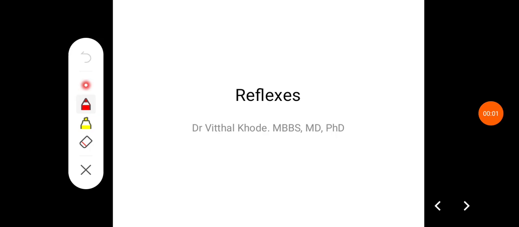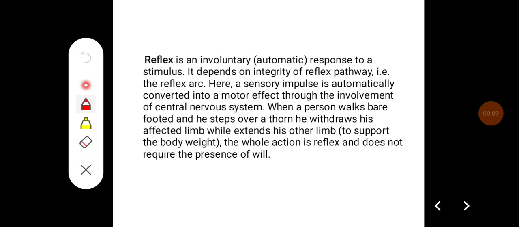Hello everyone. In this class, we'll try to learn about reflexes, their classification and different properties. Reflex is an involuntary, that is automatic, response to a stimulus. It depends on the integrity of the reflex pathway, that is the reflex arc. Here, a sensory impulse is automatically converted into a motor effect through the involvement of the central nervous system.